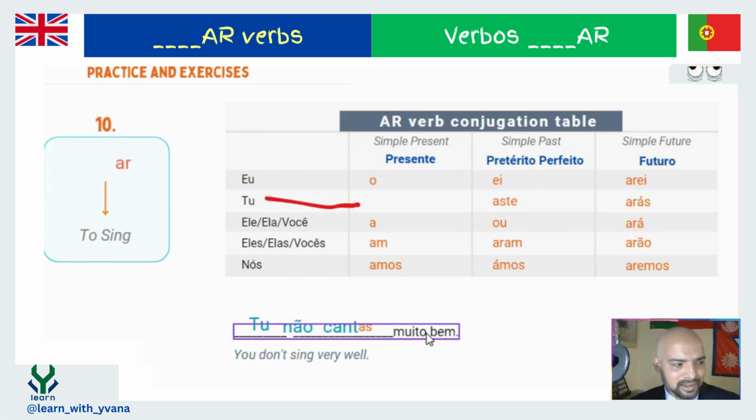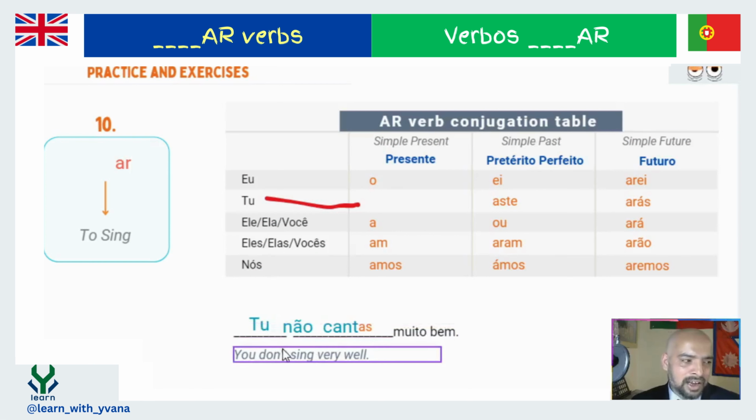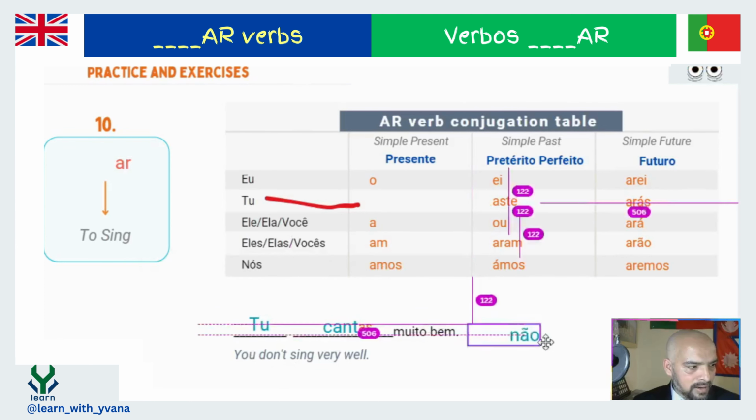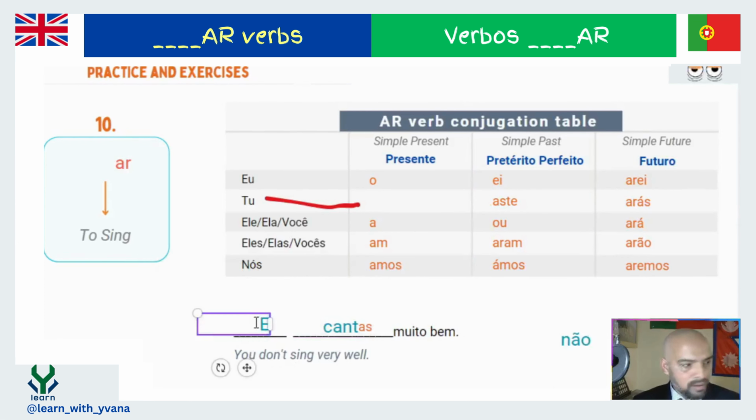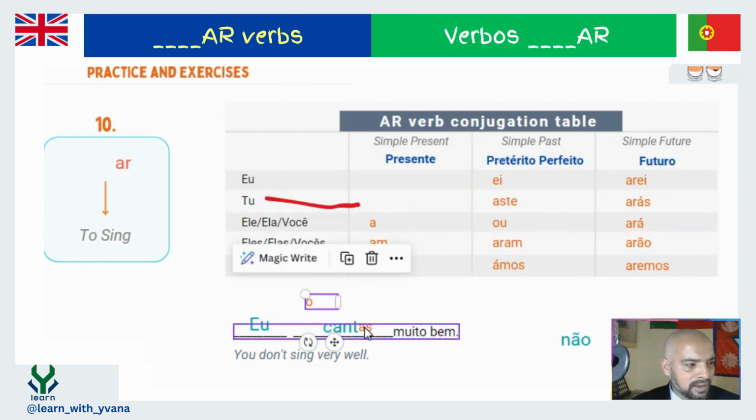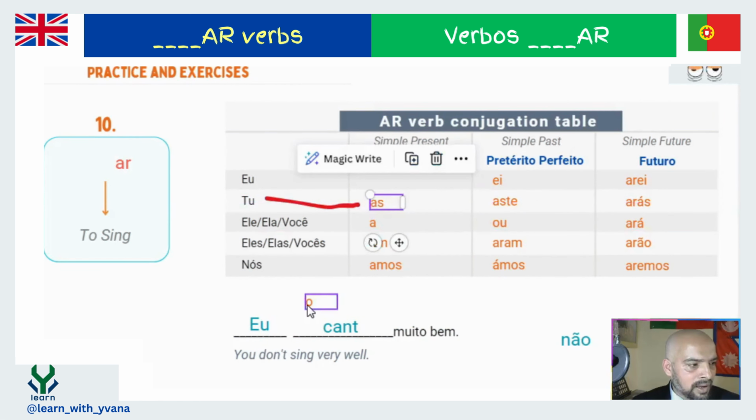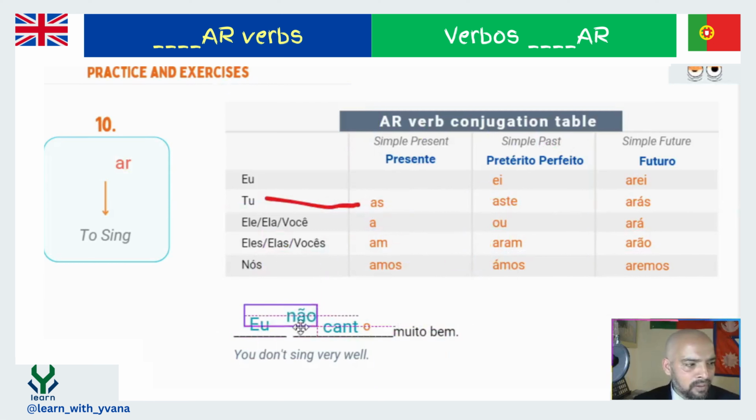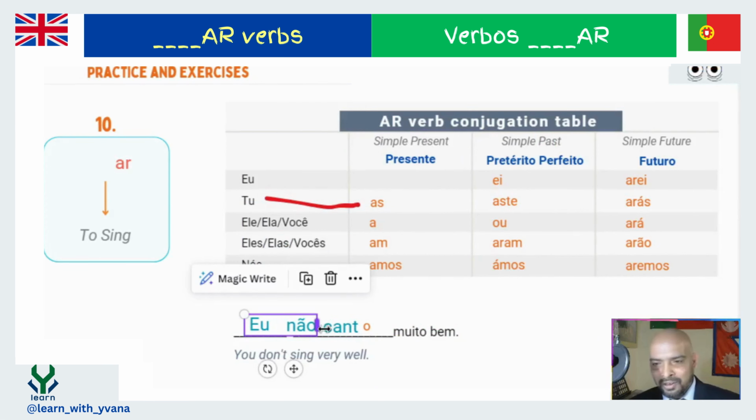You don't sing very well, right? Tu não cantas. So if you want to say that I don't sing well, what do you do? You say eu, and here is the O with eu in present. I take this here and I take this out, and you say eu canto muito bem. I sing very well. And if I put não in front of the verb, it says I don't sing well. Very good, right? So you got it right.